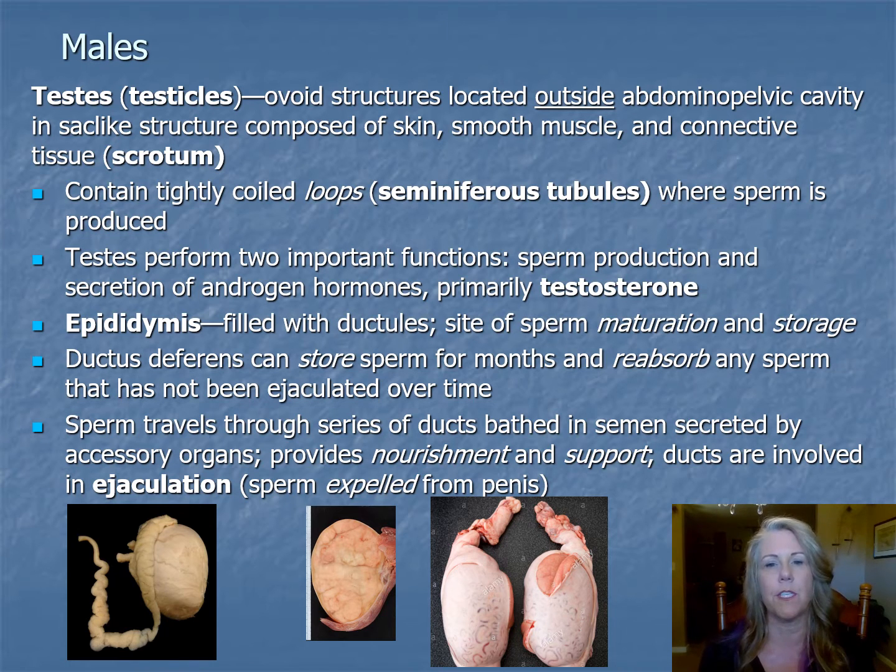Sperm travels through a series of ducts bathed in semen secreted by accessory organs, which provides nourishment and support. The ducts are involved in ejaculation, which means sperm being expelled from the penis. I have a couple of pictures here of dissected human testes, kind of interesting to look at.